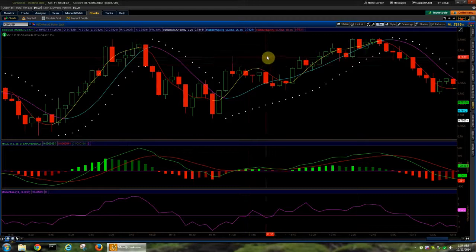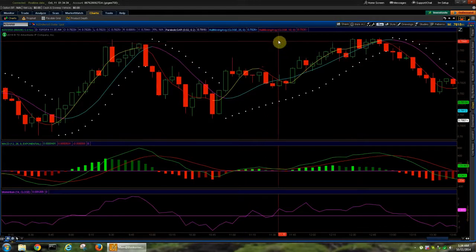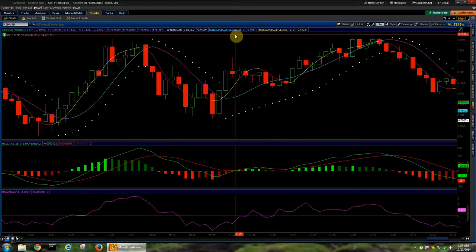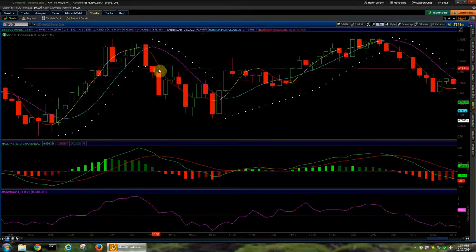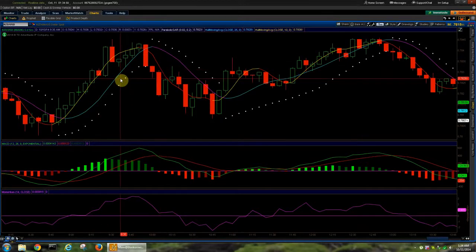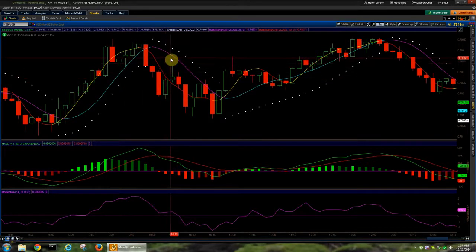You've got the two moving averages: a faster one at 10 periods, and then a slower one at 25 periods. On the faster one, it's yellow if it's an uptrend and red if it's a downtrend. On the slower one, it's blue if it's an uptrend and magenta if it's a downtrend.